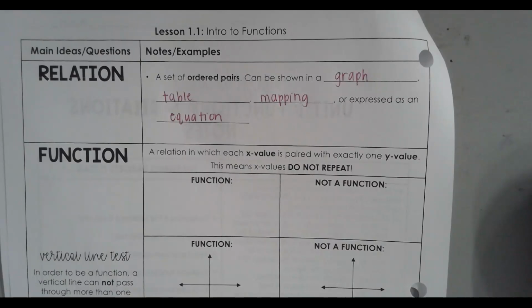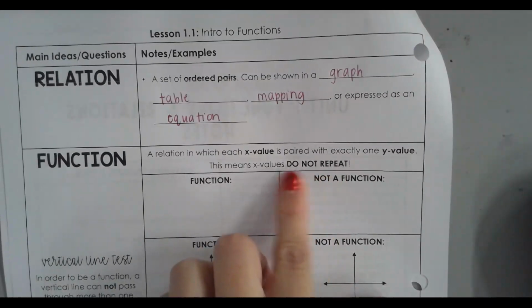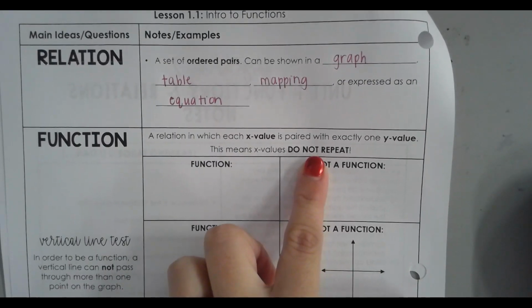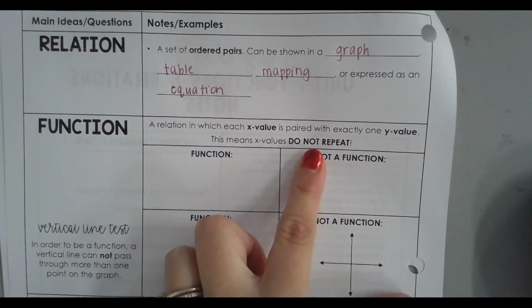A function is more narrowed down. So you've got all of these graphs and tables in this big pile. Some of those are considered a function. So any of those graphs, any of those tables, when you look at the x values, if the x values do not repeat, that's the easiest way to think of it. X values do not repeat, we consider it a function.